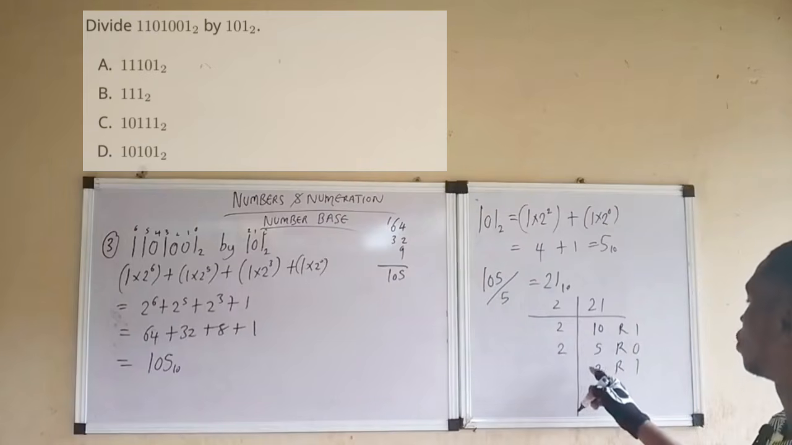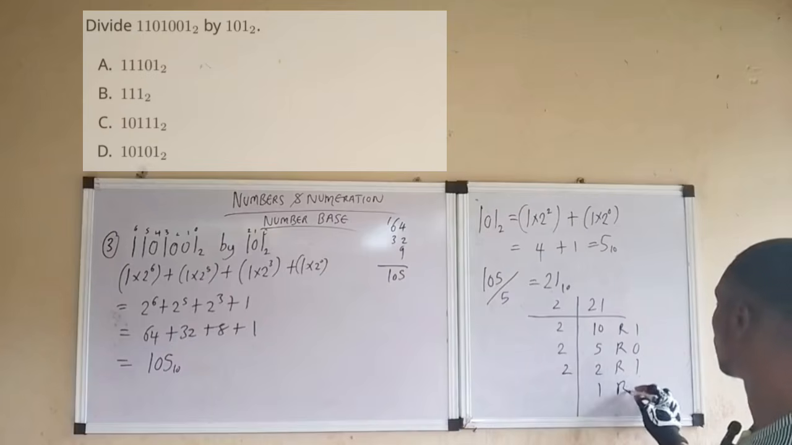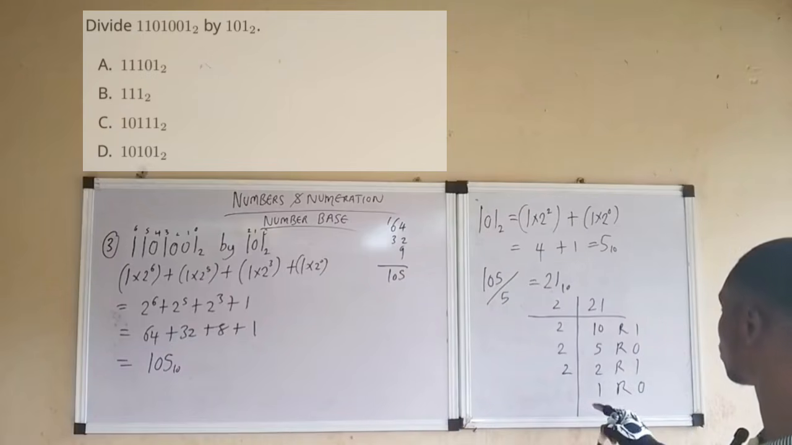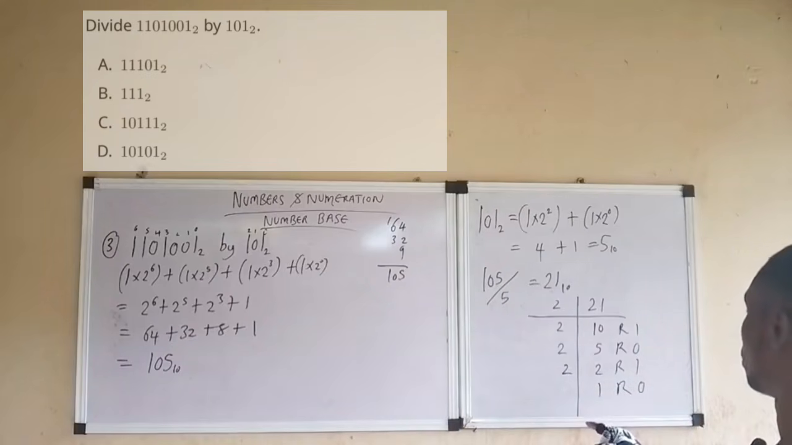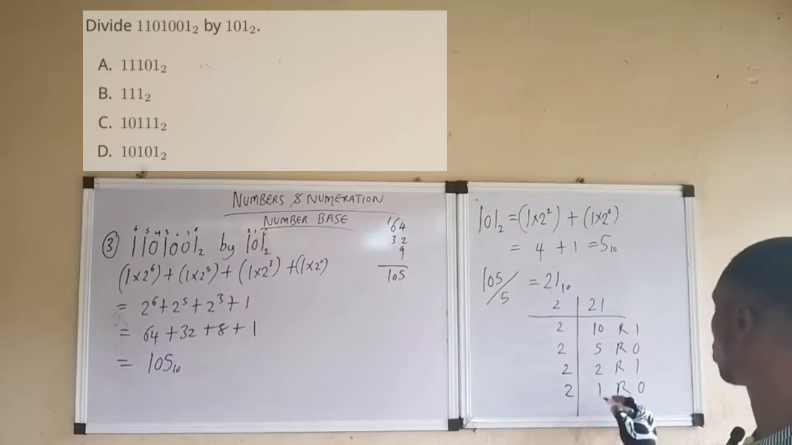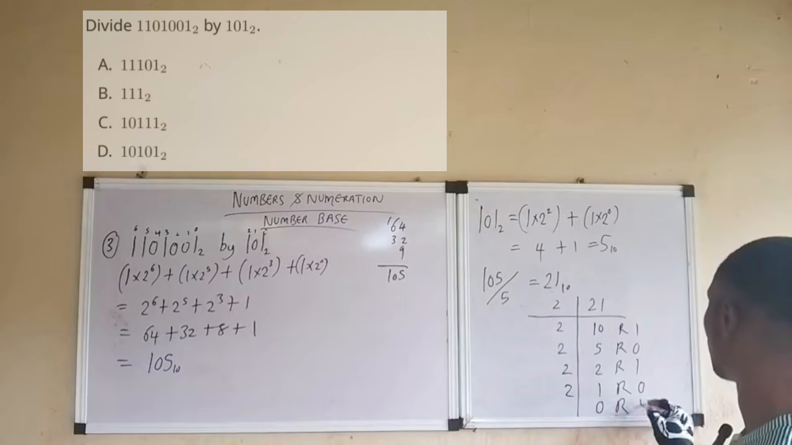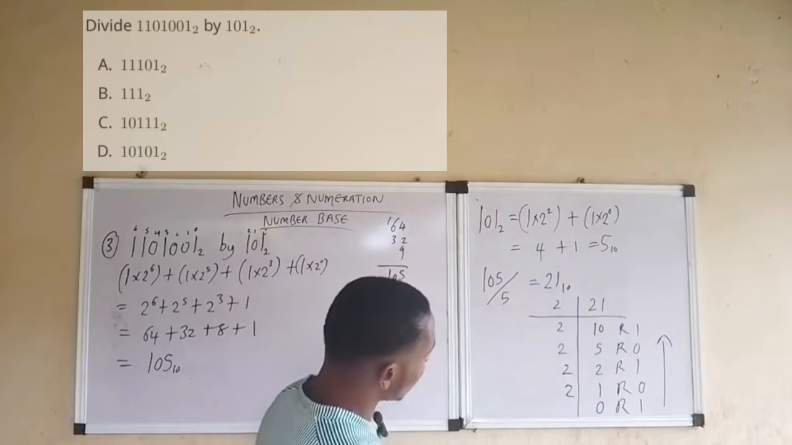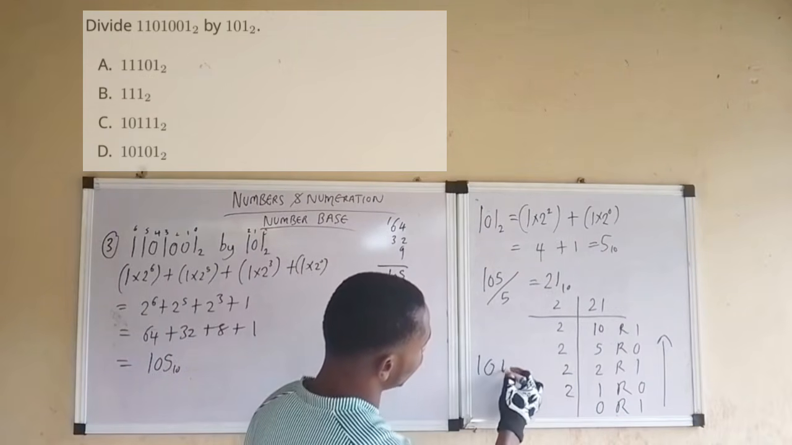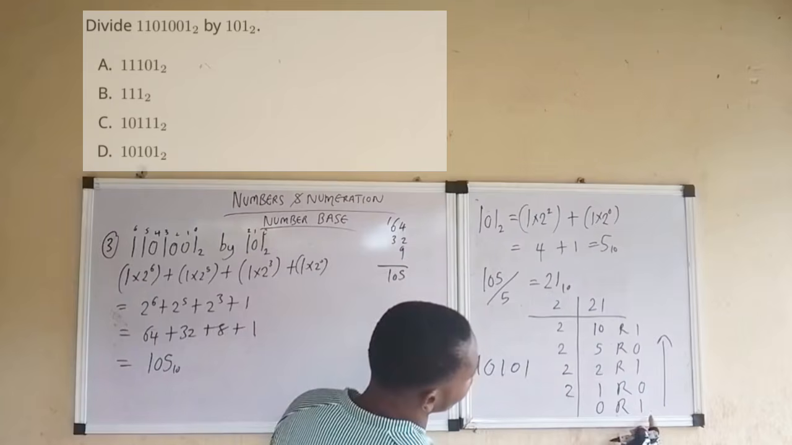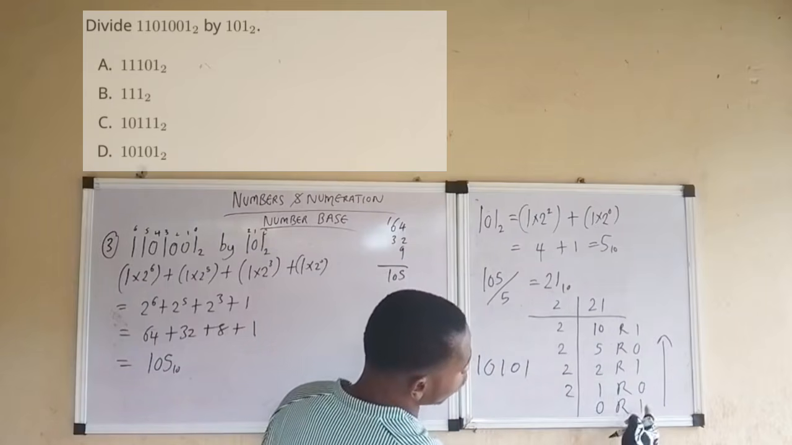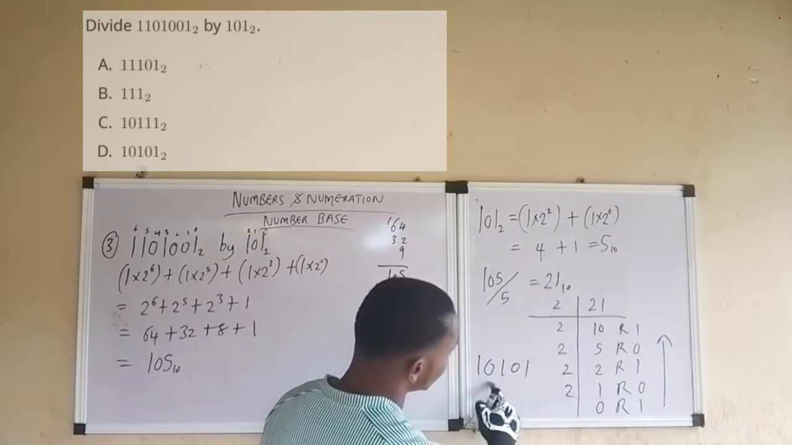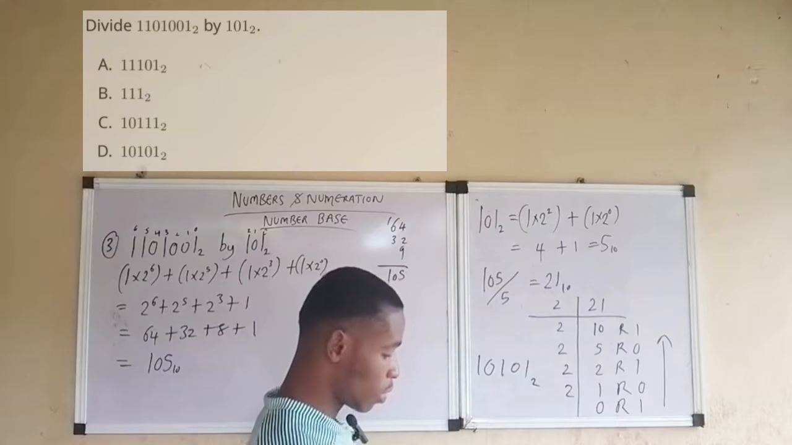All right. You divide 2 by 2 again. You have 1 remainder 0. Then 1 divided by 2, you have 0 remainder 1. All right. So what do you do next? You round it up. So we are having 10101. Start from the bottom to the top. So you have 10101 in base 2.